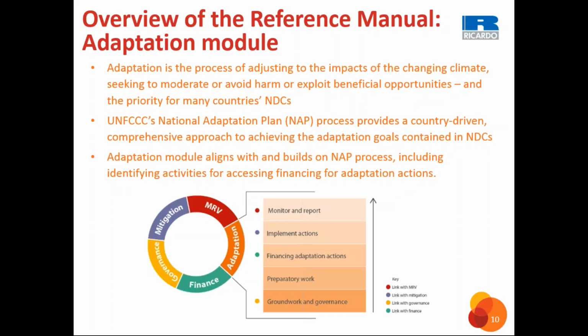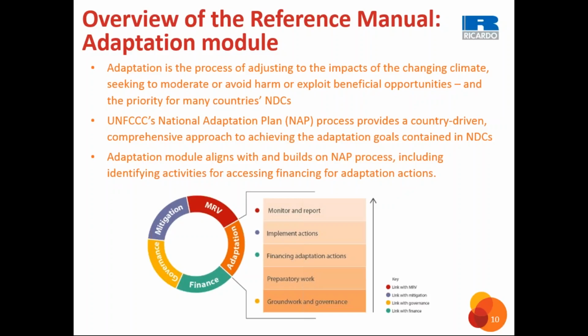Next we have implementing the actions, the policies, the projects and the programs, and this links to element C of the NAP technical guidelines and covers issues such as how to prioritize climate change adaptation in national policy, how to develop a long-term national adaptation implementation strategy, and how to enhance capacity for national adaptation actions.